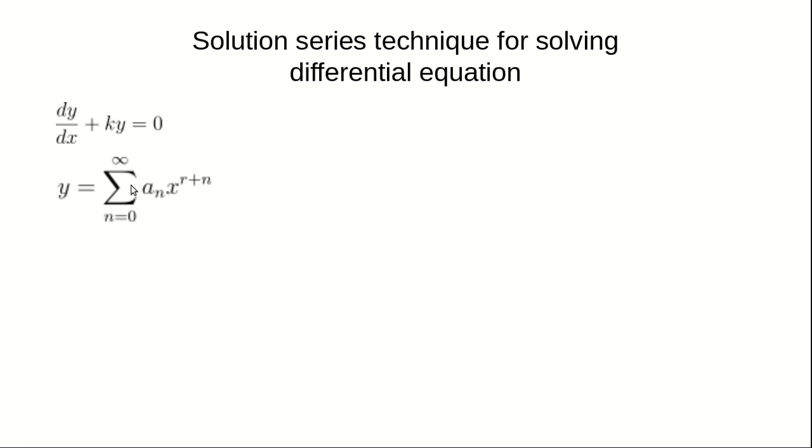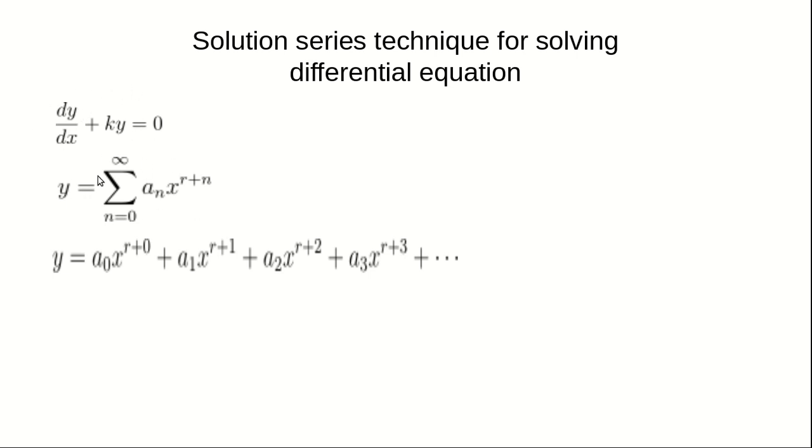If we expand this equation, it will give us something of this form. So this one is a short form of this one. We can see a0 x^(r+0), a1 x^(r+1), a2 x^(r+2), and so on down to infinity. So what we need to do is differentiate this one with respect to x, and leave this one, and substitute both into this one.